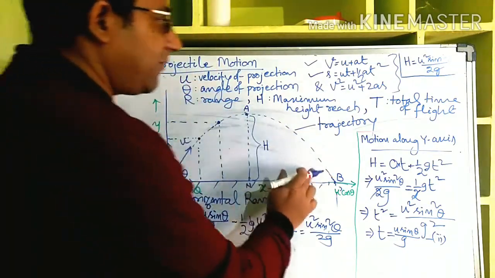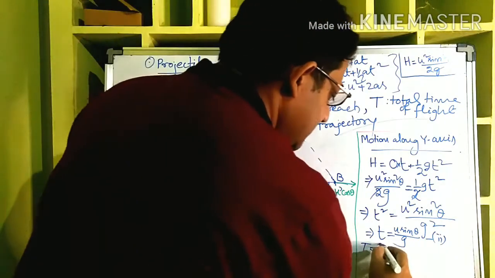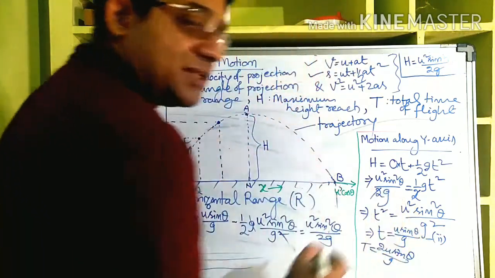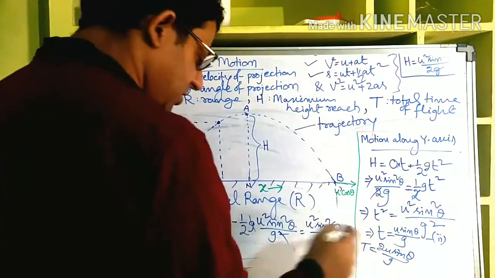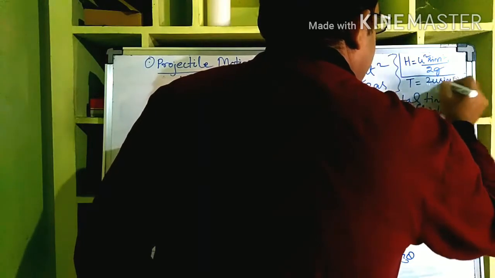So total time of a flight is equal to how much? T plus t, 2t, that is 2u sine theta by g. U sine theta by g plus u sine theta by g. So we got another conclusion. Let me write it here. T is equal to 2u sine theta by g.